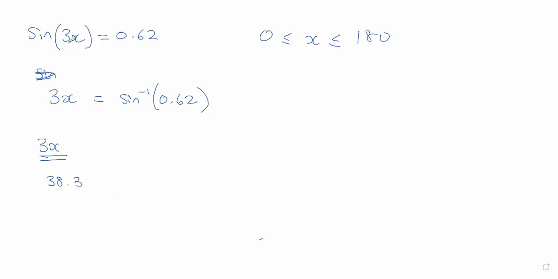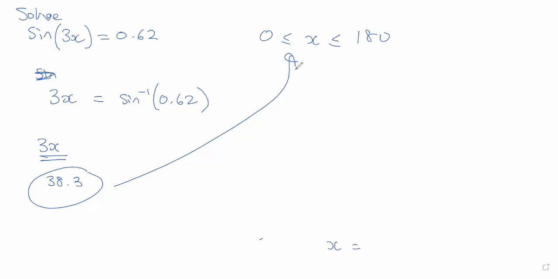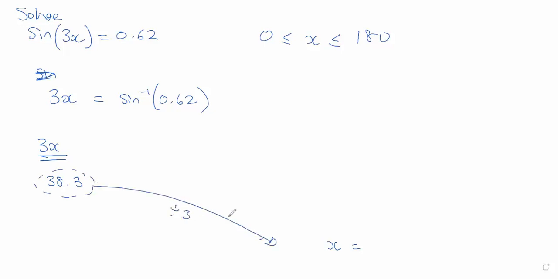Now, here's the deal. Remember, the question always is just like solve, so it really wants answers for x. On first glance, you may think, oh, that falls inside our interval, a range of values which we're happy with and we want to give. But no, because remember, this is what 3x is equal to. So you still need to divide it by 3 to actually get to x. And so the actual answer is like 12.77.